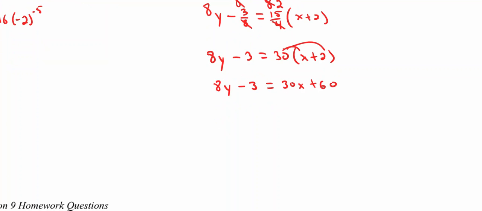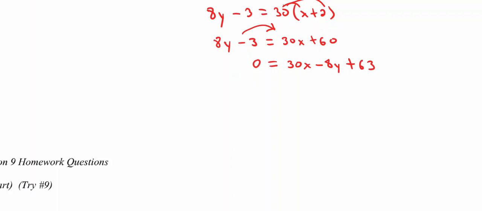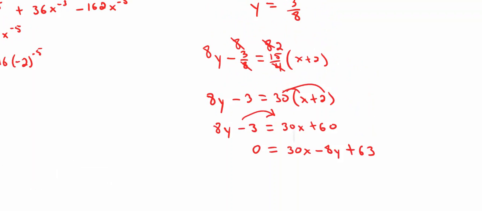And then with general form, we want a positive x or y value, and it goes x, y, and then the constant. So I'm going to bring everything over to the right because it's already positive. Bringing that over, we get 30x minus 8y, and then add 3 to both sides, so plus 63, and that was all equal to 0. All right, so that's how you do that one.